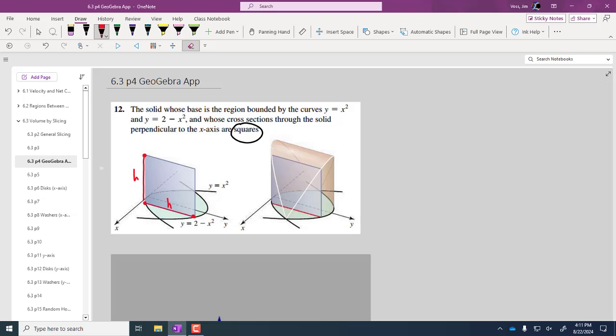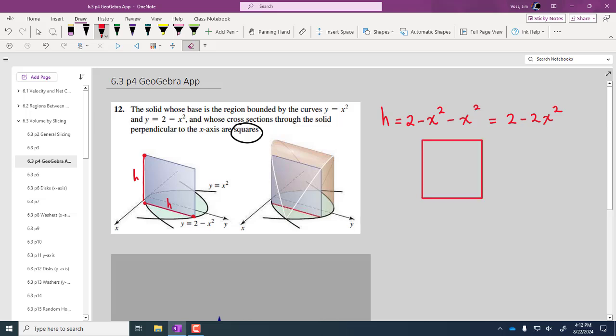And we know to get this height here, we are going to have to do a subtraction of the parabolas. So we're going to take the upper parabola, which is 2 minus x squared, and we're going to subtract off the lower parabola, which is just x squared. So this is going to give us the height, or the distance between those two red points, which is going to correspond to the base of the square. So now we're dealing with squares that have these dimensions, 2 minus 2x squared and 2 minus 2x squared. So then there's the area.